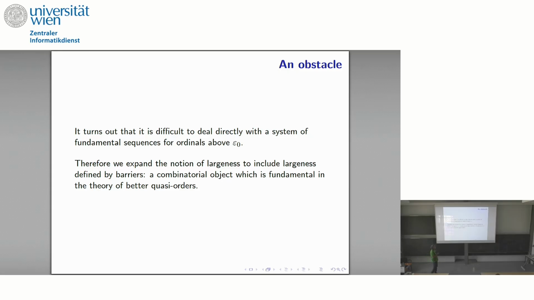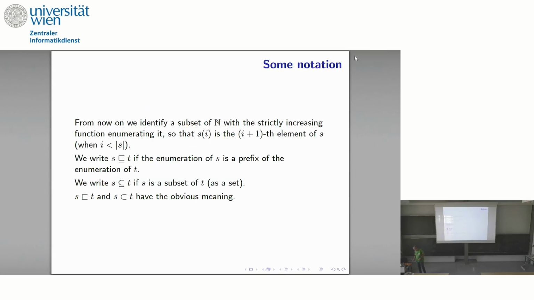And therefore, we eventually found our way out by expanding further the notion of largeness to include largeness defined by barriers, which I'm going to introduce in a little while. Barriers are a combinatorial object which are fundamental in the theory, for example, of better quasi-orders, and were introduced by Nash-Williams in the 1960s exactly for that purpose. So I have to do a digression on barriers now.